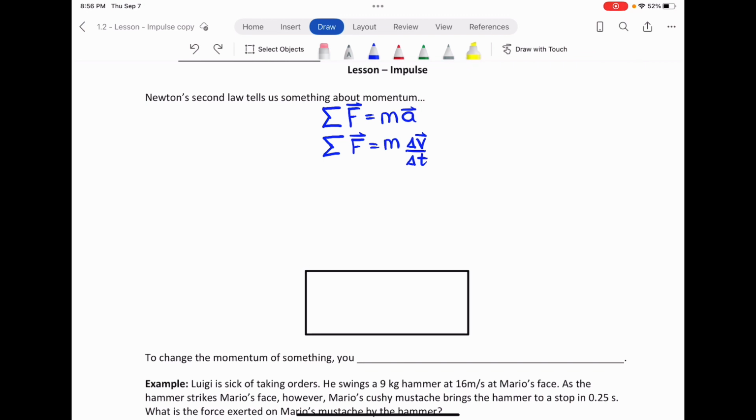Next step, just to clean things up a bit and get rid of this fraction over here, I'm going to take that delta t and move it to the other side of the equation by multiplying both sides by it. That gives me this.